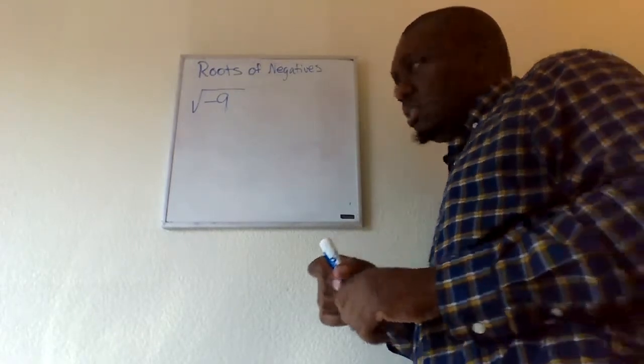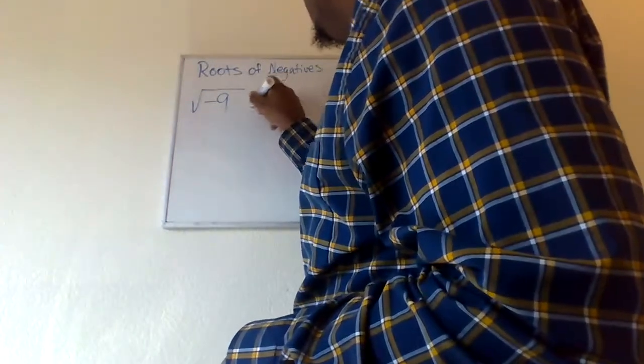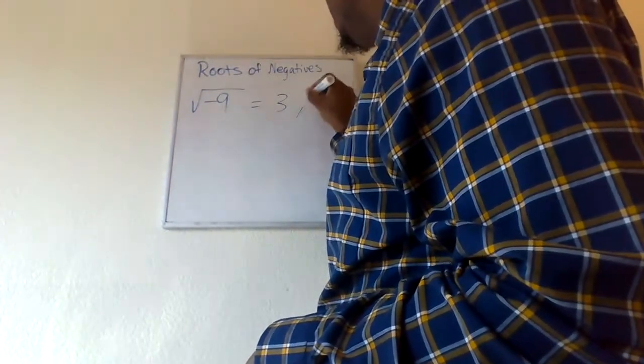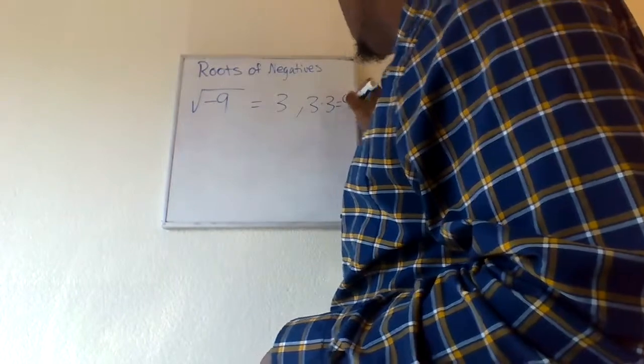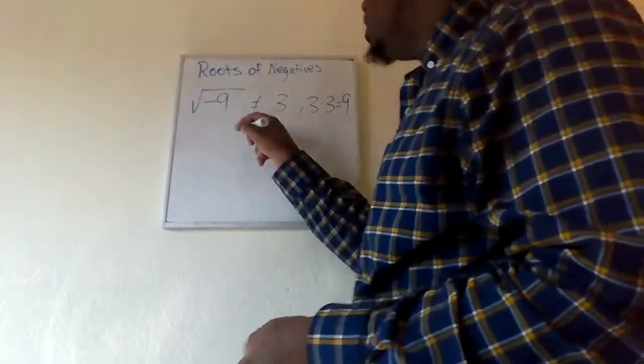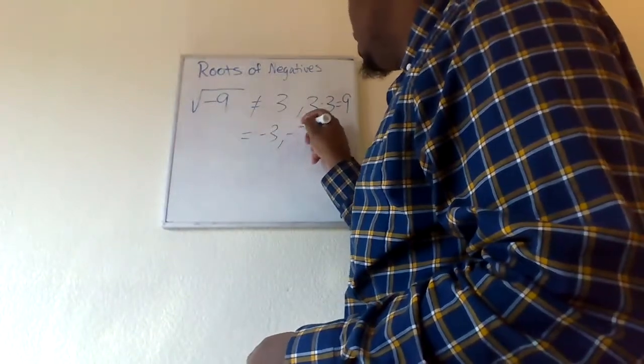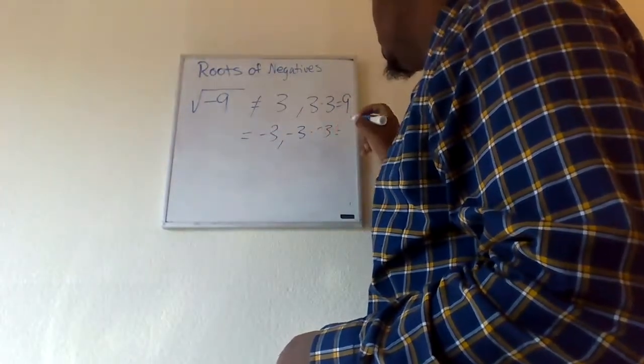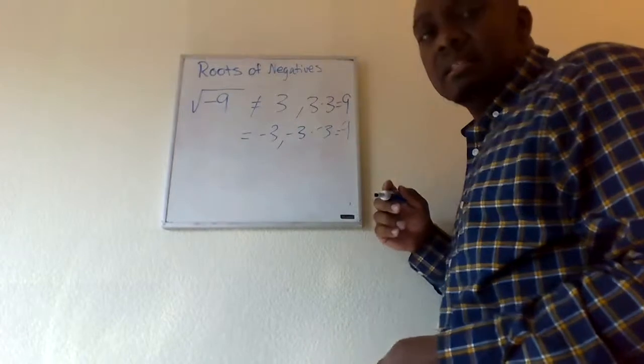Well, let's write these down so you can see. Is it 3? Because 3 times 3 equals 9. Oh, that's not right. Okay. Is it -3? Because -3 times -3 is 9 again.